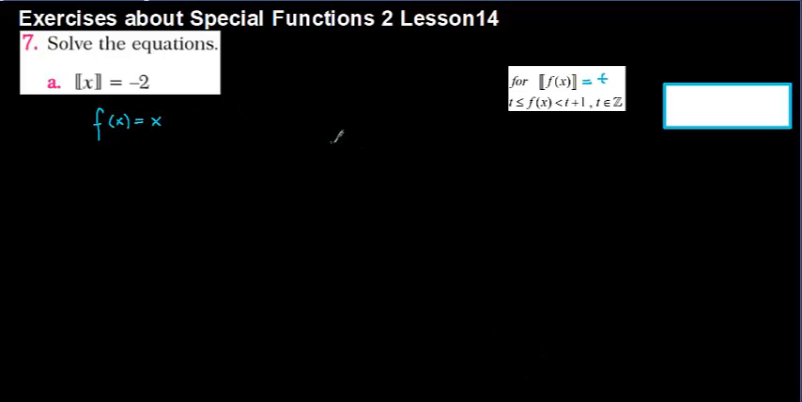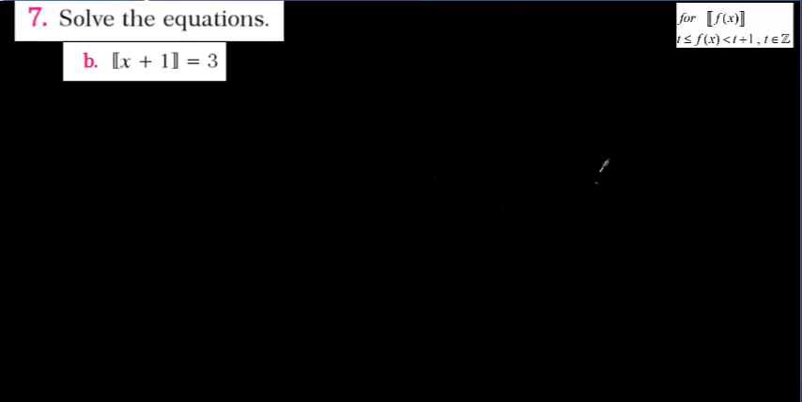And if f(x) is equal to x and greatest integer of x is equal to minus 2, it means x is between minus 2 and minus 2 plus 1, which is minus 1. In another word, we can write like this: x is an element of minus 2 included and minus 1 open. Okay, the second question.